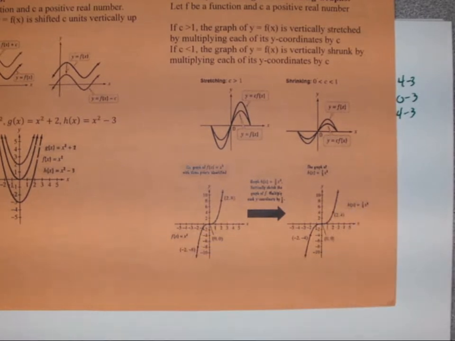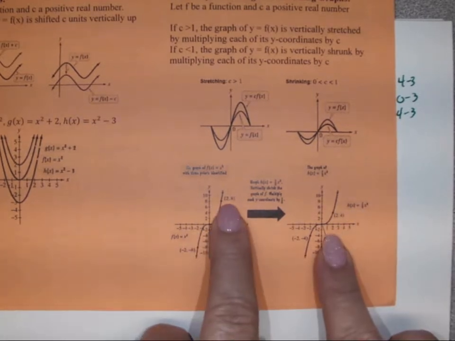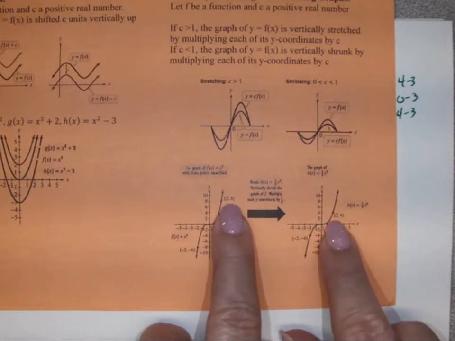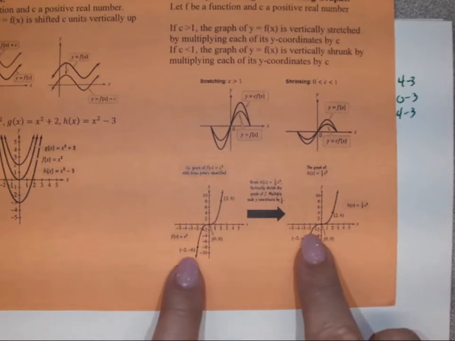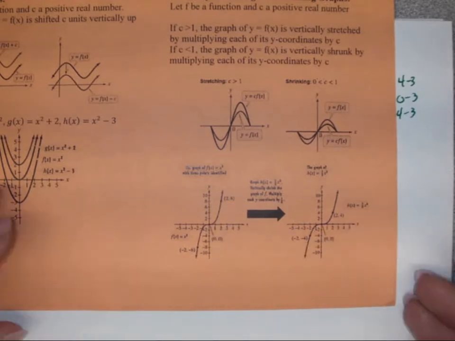So the points are changing. Here at 2, we're at 8, but here at 2, we're at 4. So my y value got cut in half, because 8 divided by 2 would be 4. Same thing happens over here with the negative values.